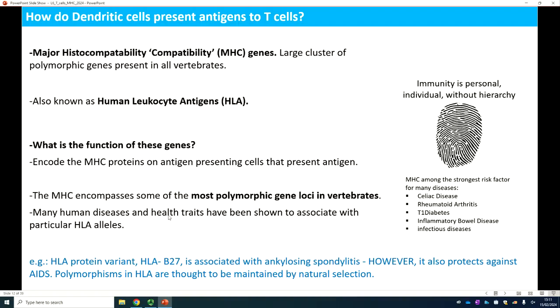Also, a whole variety of diseases and traits have been associated with the MHC alleles. Examples of this are rheumatoid arthritis, diabetes, inflammatory bowel disease. And one thing that I just wanted to note is there's a particular HLA variant, which is known as HLA-B27. This plays an important role in ankylosing spondylitis, but it also confers protection against AIDS. So you can see how it's playing quite an important role in a variety of different diseases.